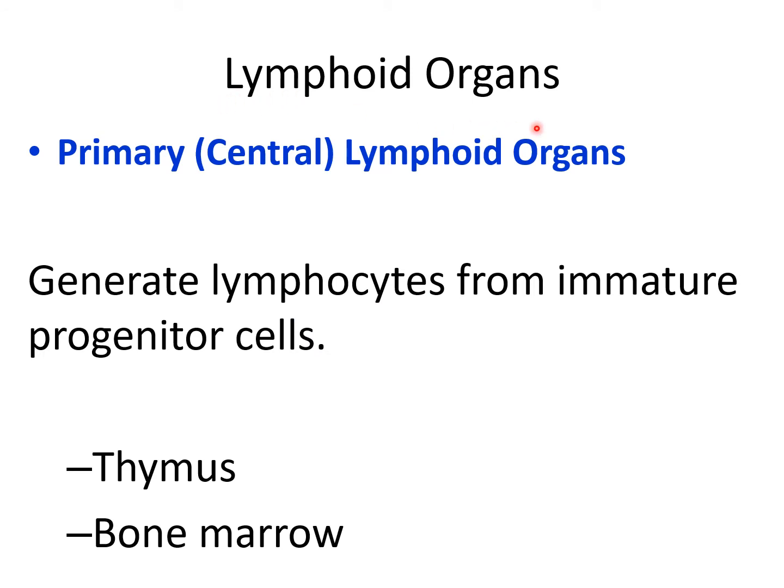The lymphoid organs in the human body are classified as primary and secondary lymphoid organs. The primary lymphoid organs, also known as central lymphoid organs, are responsible for the production of lymphocytes from immature progenitor cells, and these include the thymus and the bone marrow.